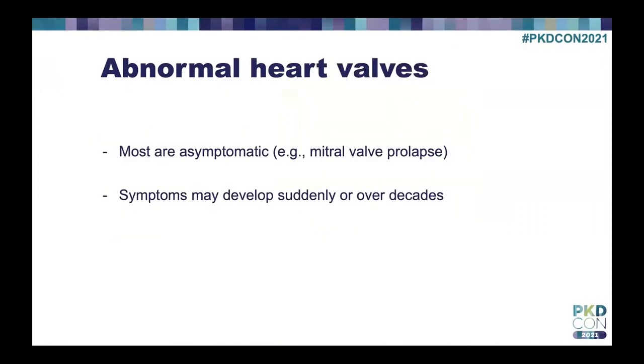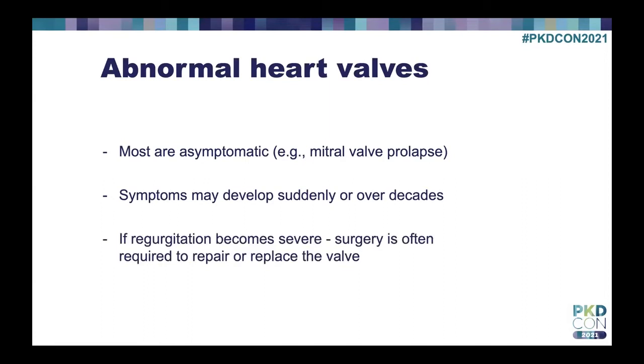So as I mentioned, these abnormalities of heart valves in ADPKD are mostly asymptomatic, such as in the case of mitral valve prolapse. But in some patients, the symptoms may develop suddenly, while in others, it may take decades. If a significant regurgitation occurs, then surgery is often required to repair or replace the valve. And repaired or replaced valves increase the risk for endocarditis, or inflammation of the lining of the heart.